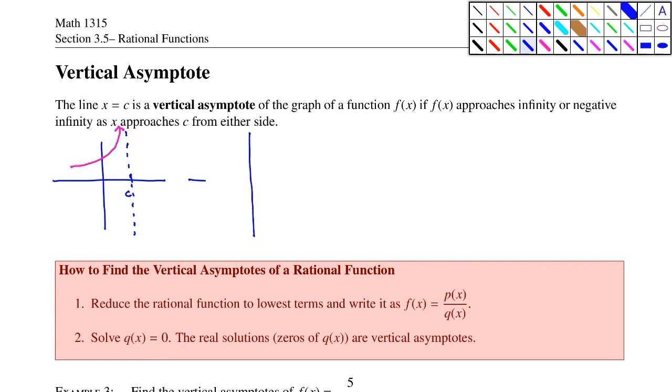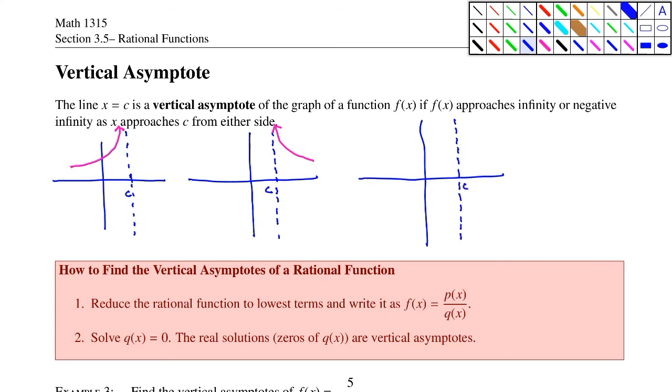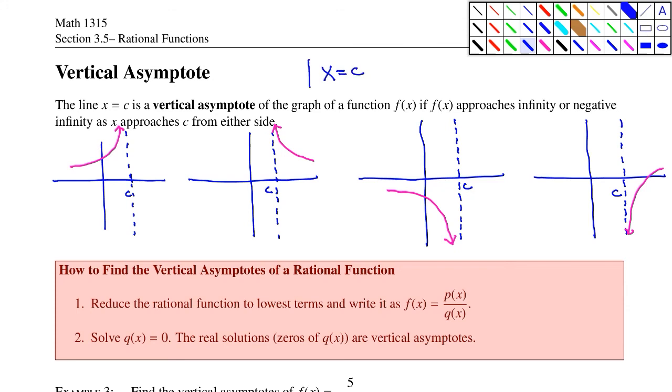Similarly, it could be approaching x equals c from the right side and go up to positive infinity. Or it could be approaching from the left side and going down to negative infinity. Or it could be coming in from the right side, going down to negative infinity. All of these situations imply that the vertical line x equals c is a vertical asymptote. So don't forget to write your lines as vertical lines, x equals a number.